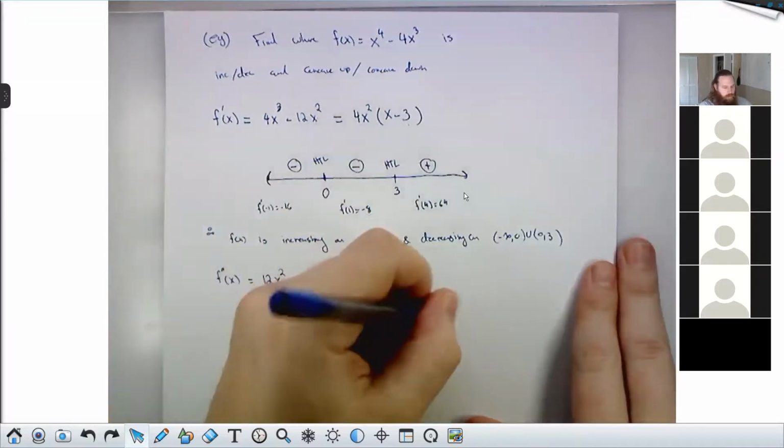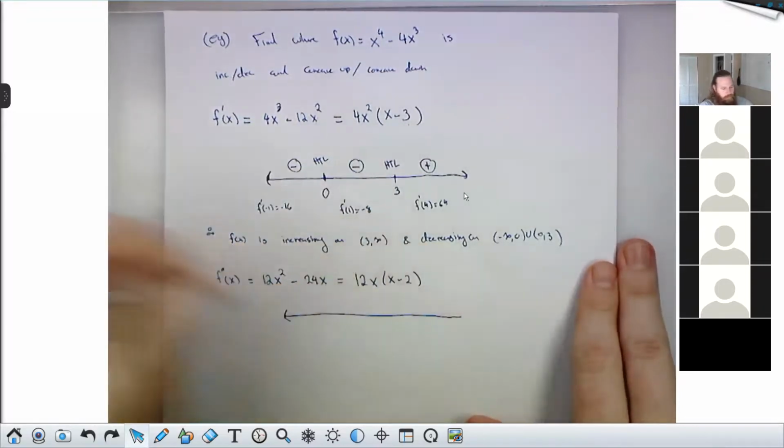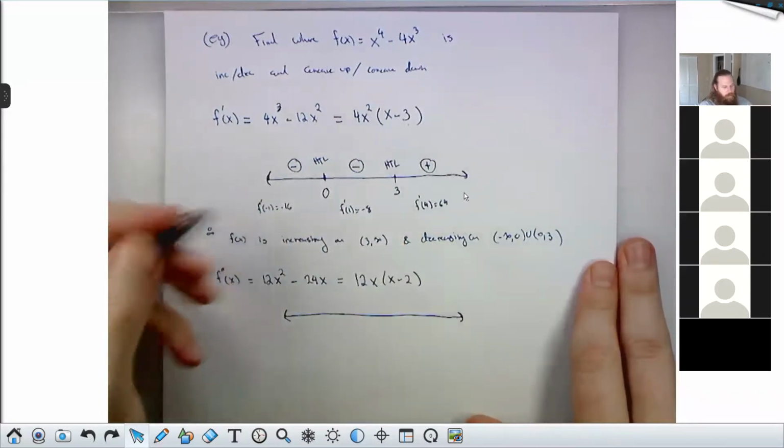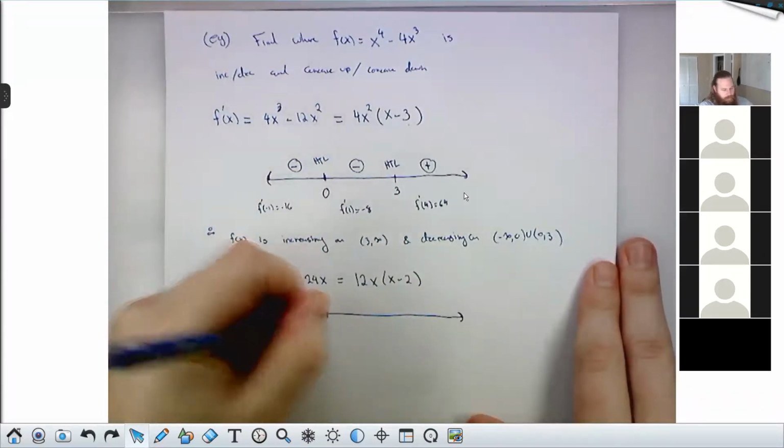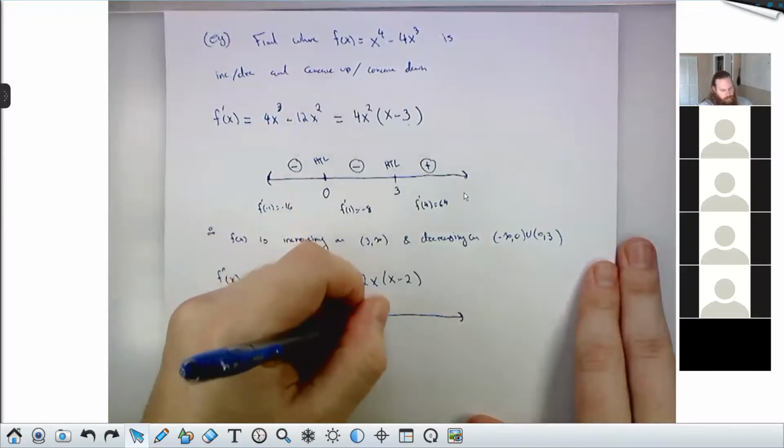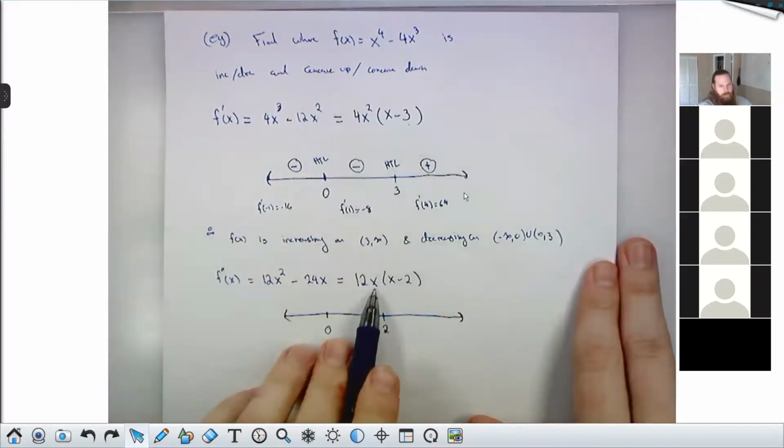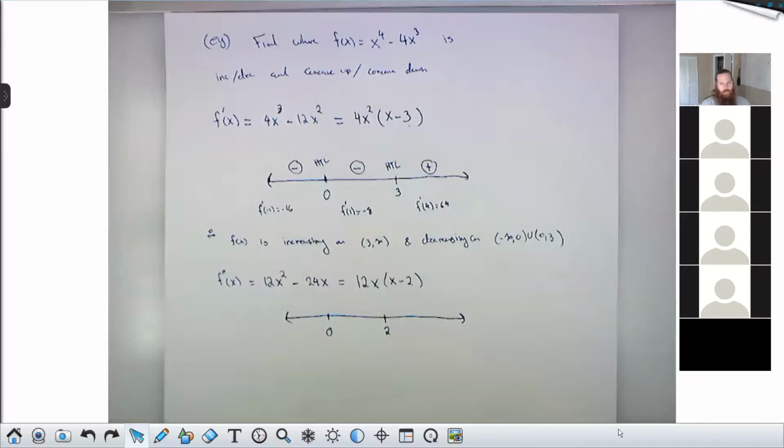And I do the same thing. I build a number line for f double prime. I have 0 and 2 to play with now because this is 0 at 0, this is 0 at 2. Yeah, multiplicity is for sure the good way.